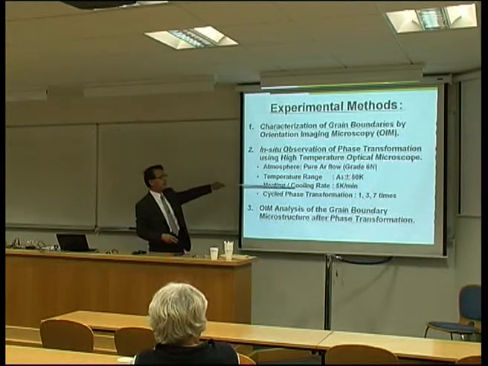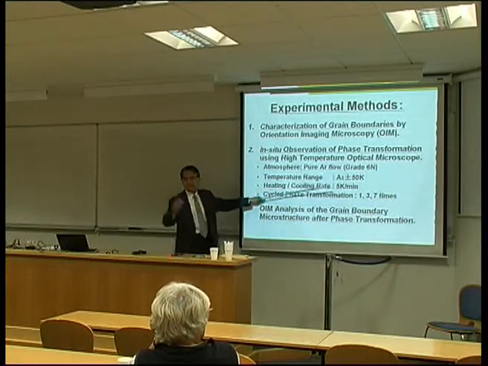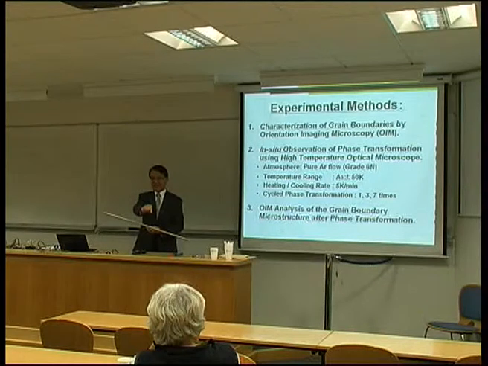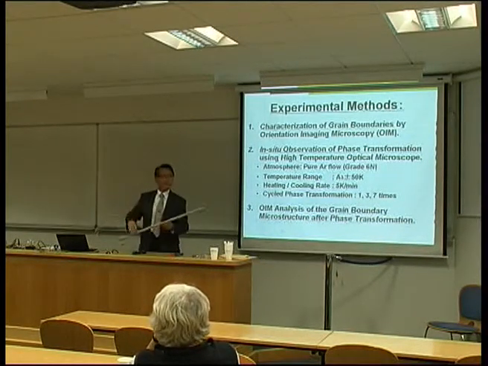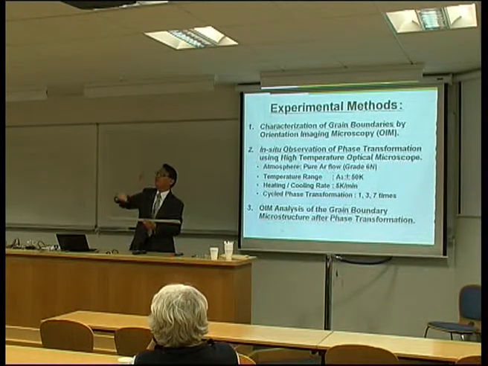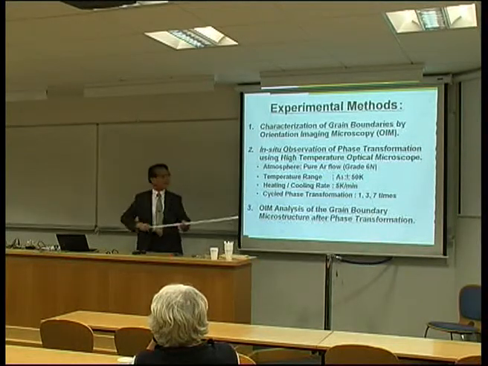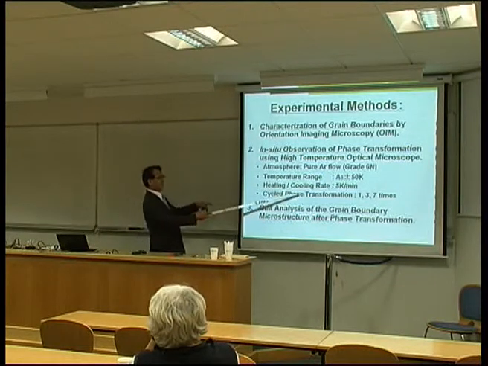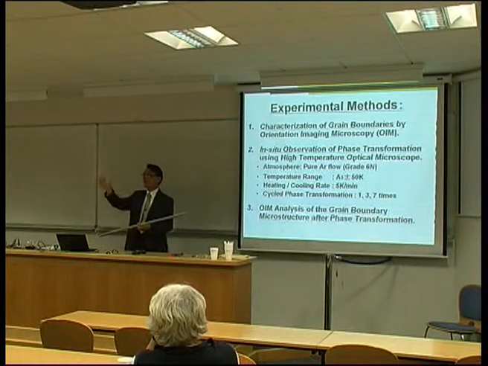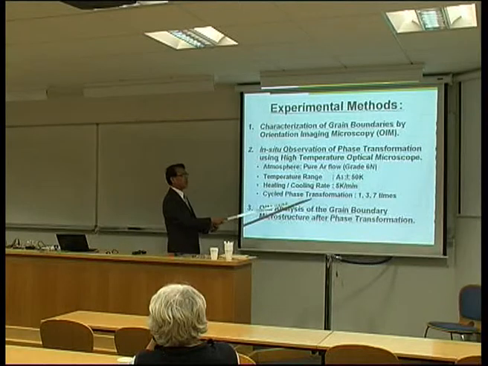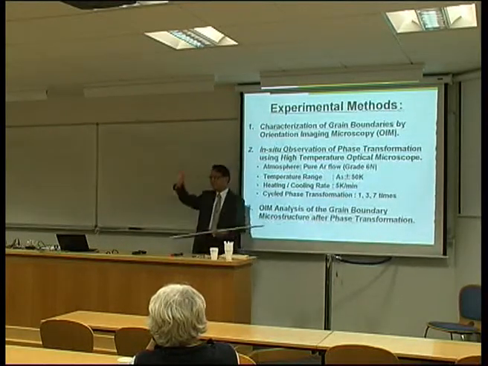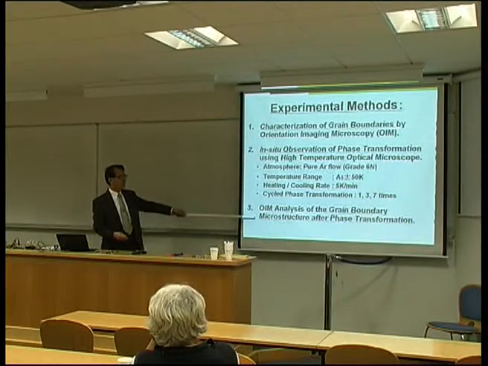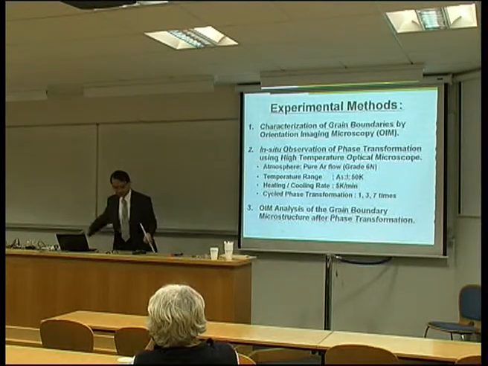And then the heating or cooling rate is about 5 degrees per minute, but we can increase it up to 50 degrees. From room temperature, initially we use about 50 degrees per minute. And then when the temperature approaches the phase transformation, we change the heating rate to observe gradually, very slowly. This is a technique. And then we cycled such observation around the phase transformation temperature about 137 times to confirm the reversibility of the phase transformation. Finally, we analyze the grain boundary microstructure again after the phase transformation.